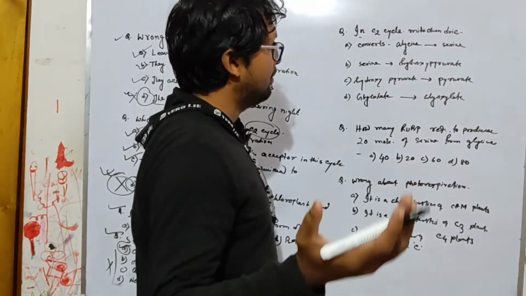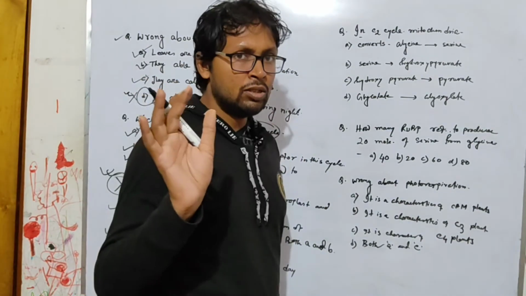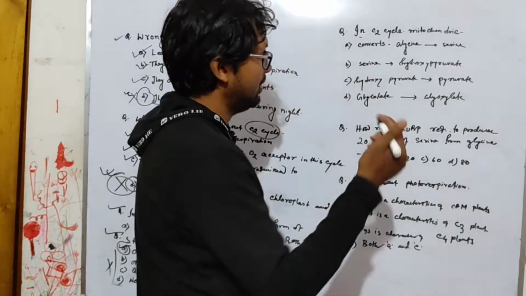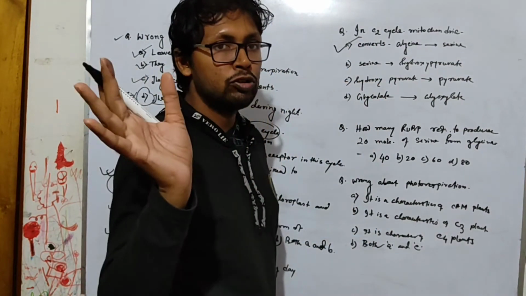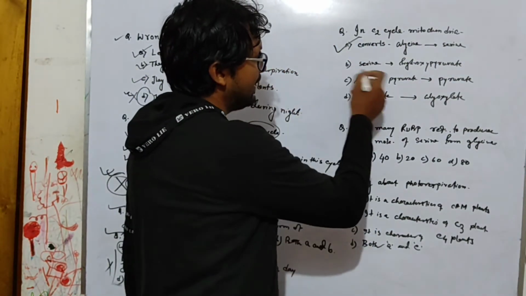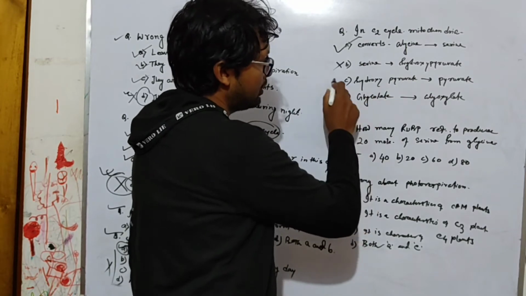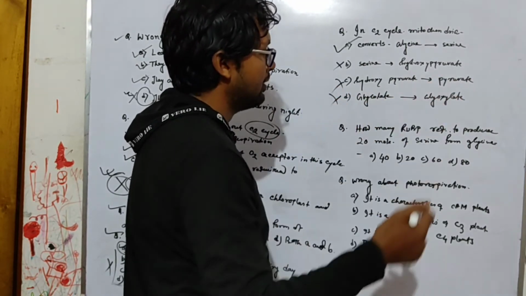In the C2 cycle, what is the function of mitochondria? That is in photorespiration. It converts glycine to serine. Yes, two molecules of glycine are required for one molecule of serine. The other options are serine to hydroxypyruvic acid, hydroxypyruvate to pyruvate, and glycolate to glycolate.